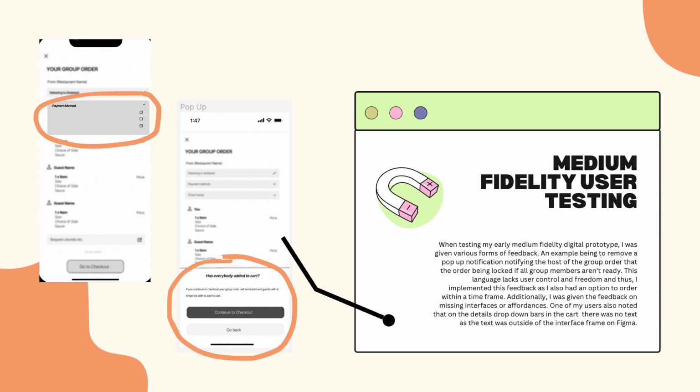I was also given the feedback that there was no profile interface, although I had the profile button on the bottom taskbar on my low fidelity prototype, and developed this for my medium fidelity prototype. During medium fidelity testing, my users also noted that on the details drop down bars in the cart, there was no text as the text was outside of the interface frame on Figma.